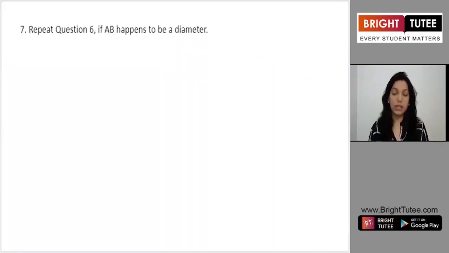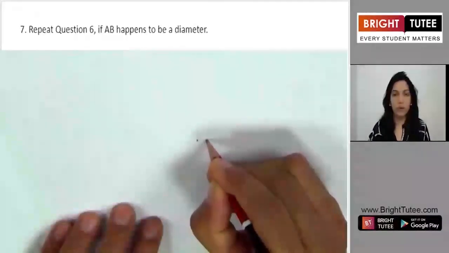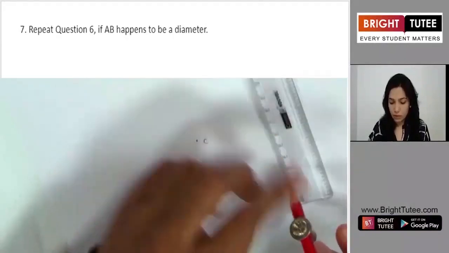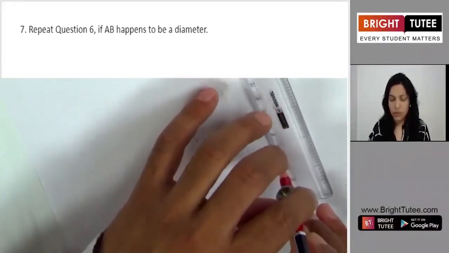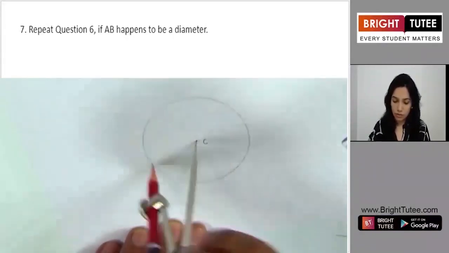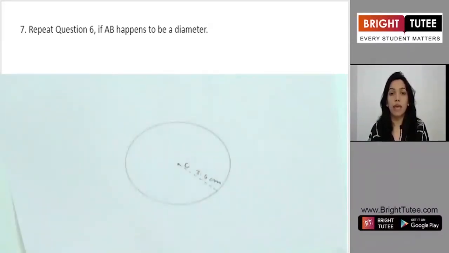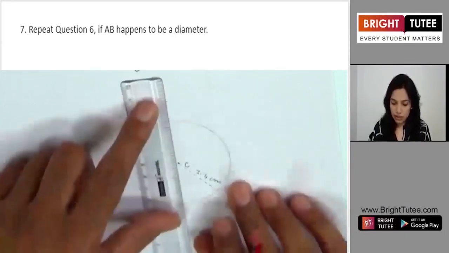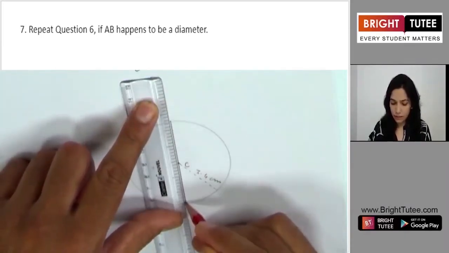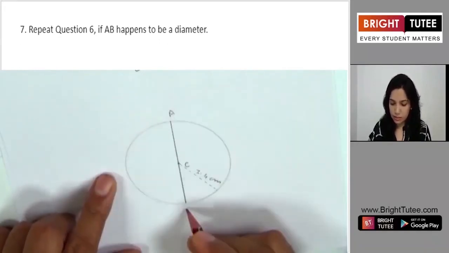Now, let's move on to the next question. It says that we need to repeat the question that we just did in question 6. And here, if AB happens to be a diameter. So, what will happen? Simple. C is the point where we are starting from. Keeping 3.4 as the radius, we draw a circle. Right? Now, they are asking us if it happens to be a diameter. So let's say I'll just complete this line here. Say this is A and this is B.